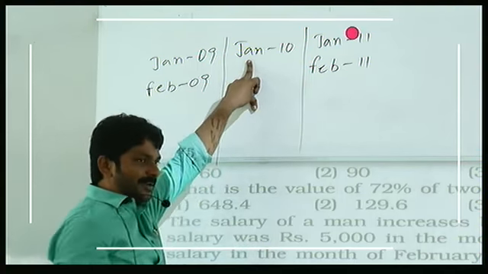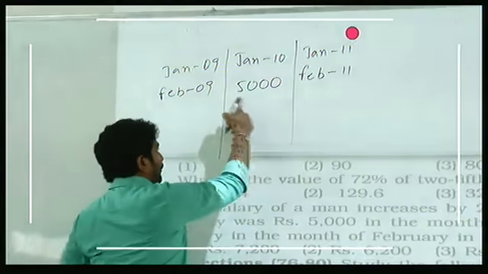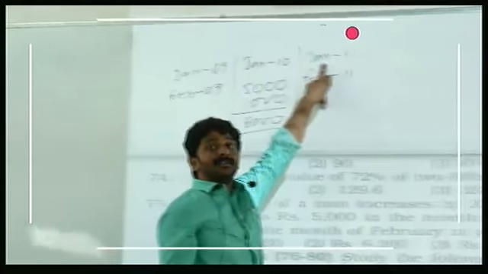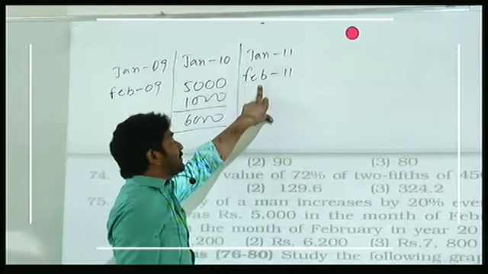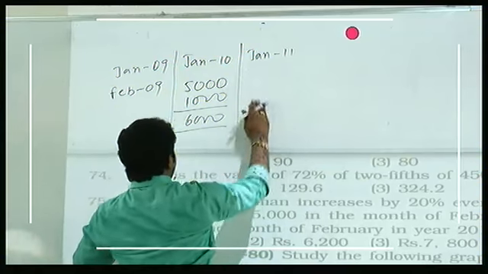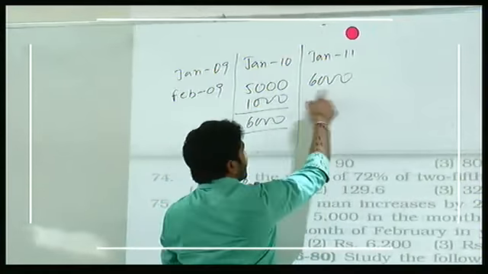So, in January 2010, salary will be the existing 5,000 plus 20%. 20% of this number is 1,000. So you will get 6,000 for the entire year. The next increase will be in Jan 2011. The same salary you will get in February 2011. Again this time it increases by 20%. Existing salary is 6,000 plus 20% of this number, which is 1,200. So, total 7,200. Done?